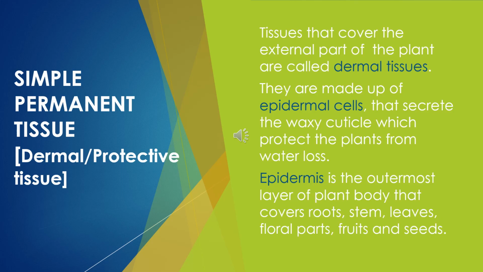Simple permanent tissue, dermal or protective tissue. Tissues that cover the external part of the plant are called dermal tissues. They are made up of epidermal cells that secrete the waxy cuticle which protects the plants from water loss. Epidermis is the outermost layer of the plant body that covers roots, stem, leaves, floral parts, fruits, and seeds.